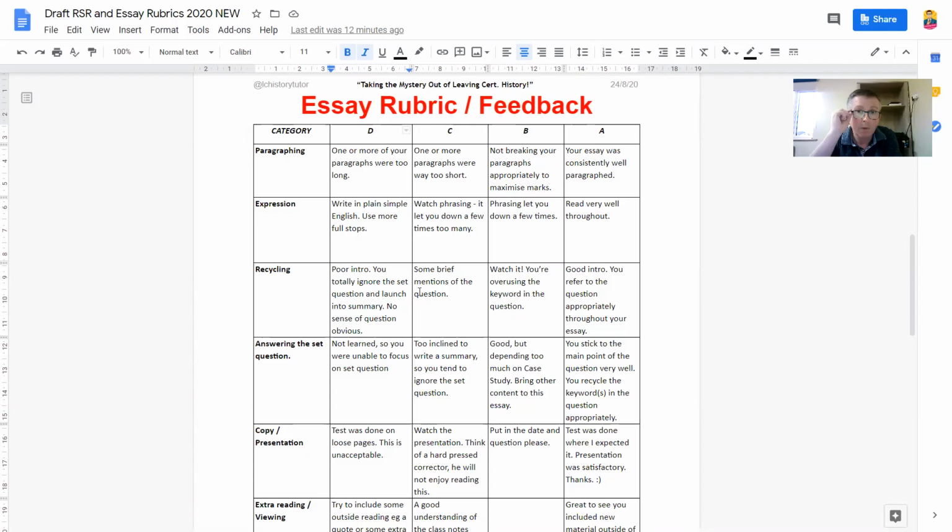All right. Now, once again, this is all about taking the mystery out of Leaving Cert History. My byline, and really what I have here, is, as a Leaving Cert History corrector, what are we looking for in terms of students' performance? How can we maximize their mark?